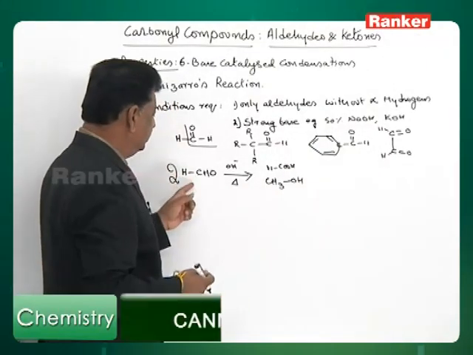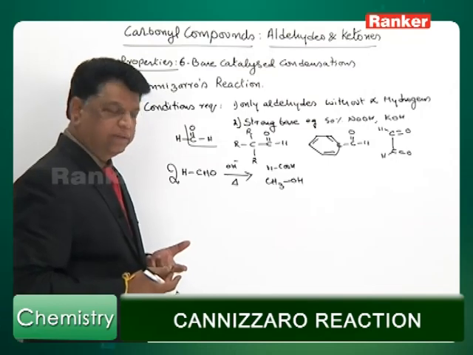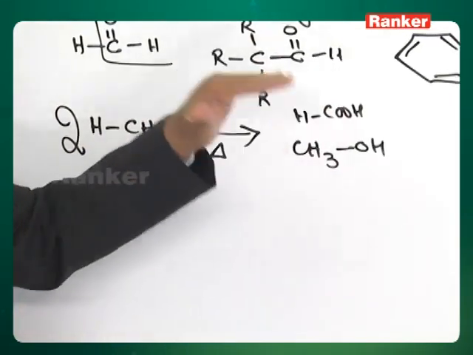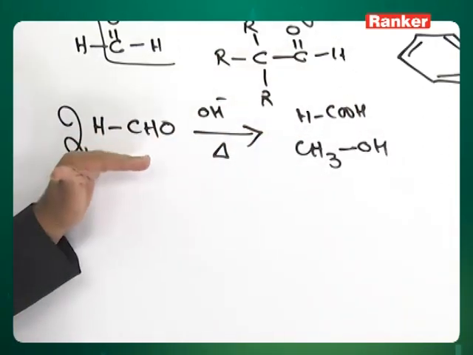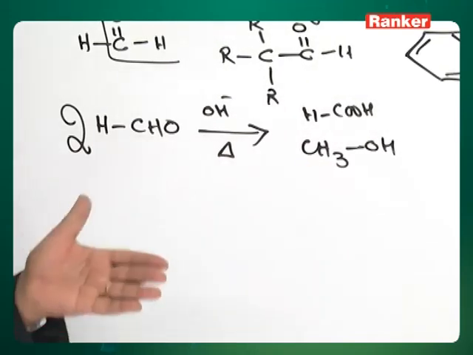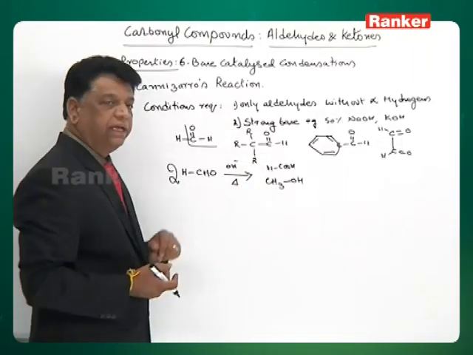So, one carbon aldehyde will become one carbon acid. The number of carbons will not increase or decrease. So, one carbon aldehyde, formaldehyde, will be oxidized to one carbon acid, that is formic acid. And one carbon aldehyde formaldehyde is reduced to its alcohol, that is methanol. So, methanol and formic acid are formed.